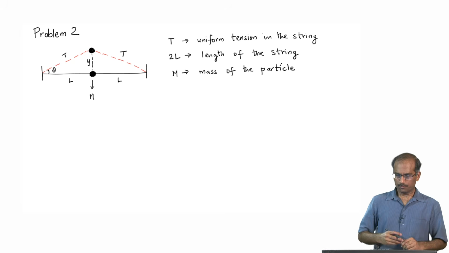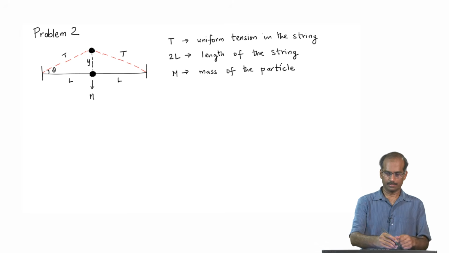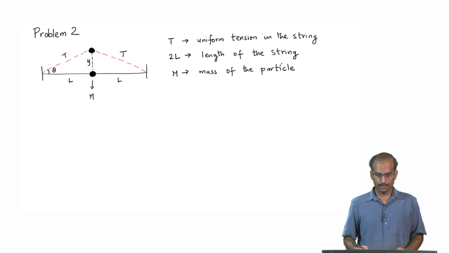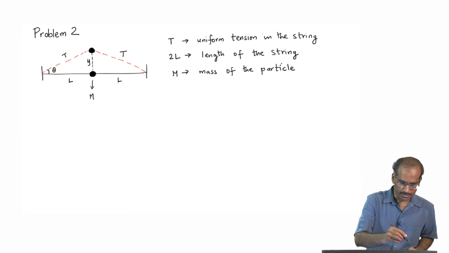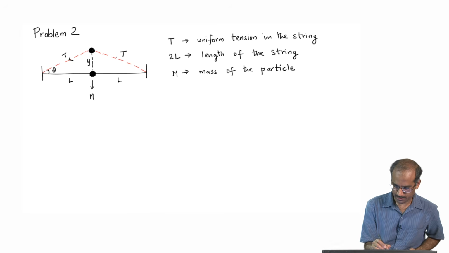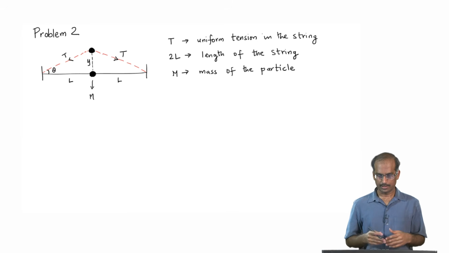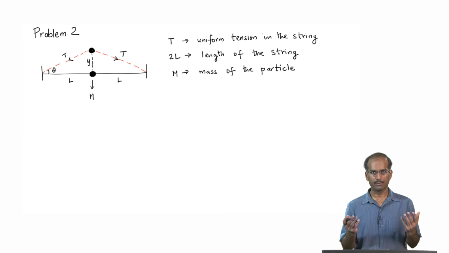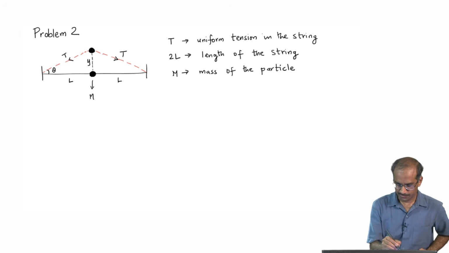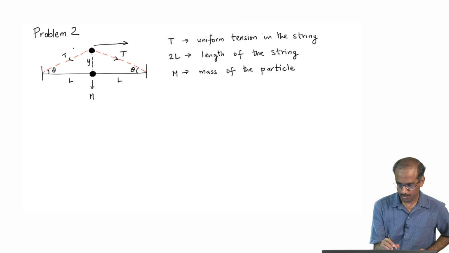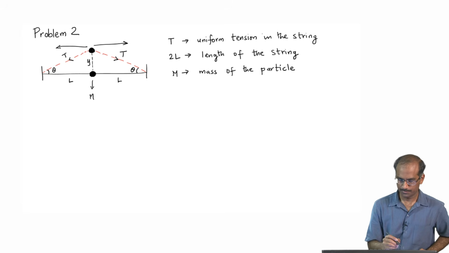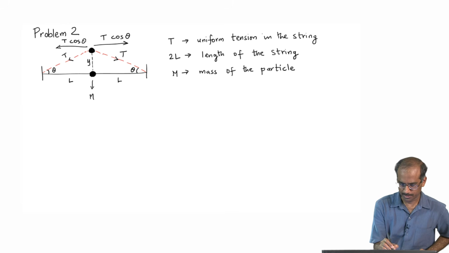Okay. So, now when I pull it up, let us say by an angle theta, there is this tension which is directed in this direction, and we are going to resolve this tension into perpendicular and horizontal components. So, if this is theta and this is also theta, there is going to be the horizontal component of tension, which will be T cos theta in this direction and T cos theta in this direction as well.